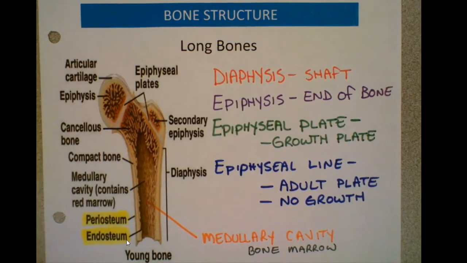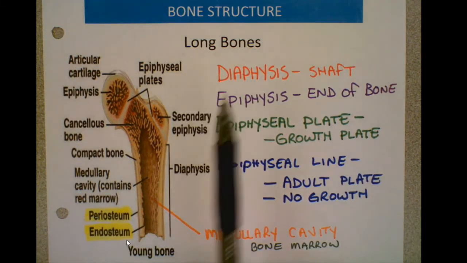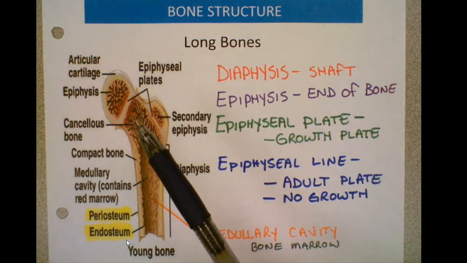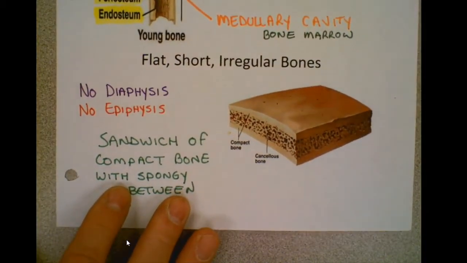So if you look at our handout, the first thing I want to talk about are long bones. Long bones contain certain structures that we need to know a little bit further on in this chapter. A long bone would be any bone that's long that has a shaft, like your femur, your radius, your ulna, basically all of the bones of your appendicular skeleton that make up your arms and legs are considered long bones.